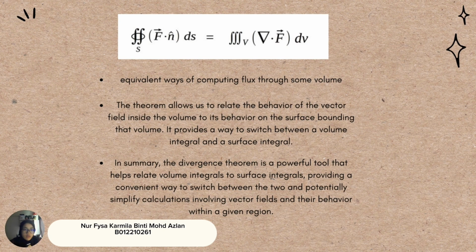So divergence theorem gives us equivalent ways of computing flux through some volume. The theorem allows us to relate the behavior of the vector field inside the volume to its behavior on the surface bounding that volume. It provides a way to switch between a volume integral and a surface integral. So it means that if we have a vector field going through the volume, the divergence theorem allows us to compute how much of that material is fluxing through the closed surface, or the rate of change of the material in the volume.